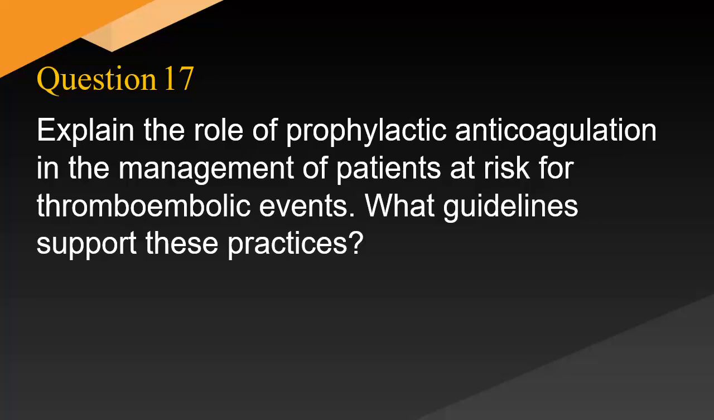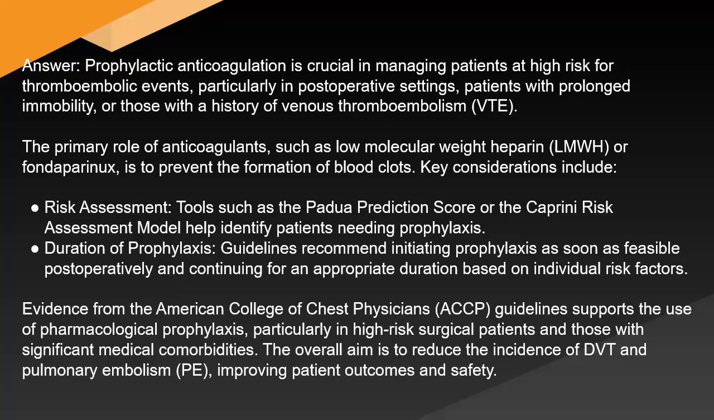Explain the role of prophylactic anticoagulation in the management of patients at risk for thromboembolic events. What guidelines support these practices? Answer: prophylactic anticoagulation is crucial in managing patients at high risk for thromboembolic events, particularly in postoperative settings, patients with prolonged immobility, or those with a history of venous thromboembolism (VTE). The primary role of anticoagulants, such as low molecular weight heparin or fondaparinux, is to prevent the formation of blood clots. Key considerations include risk assessment.